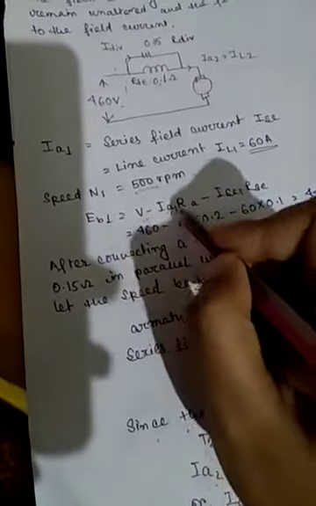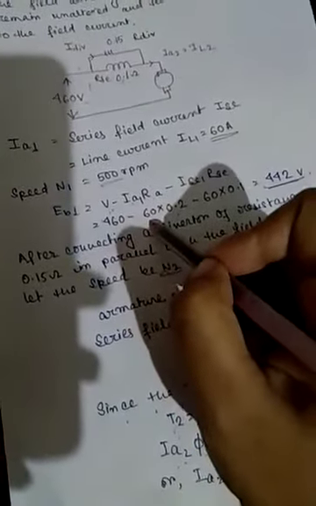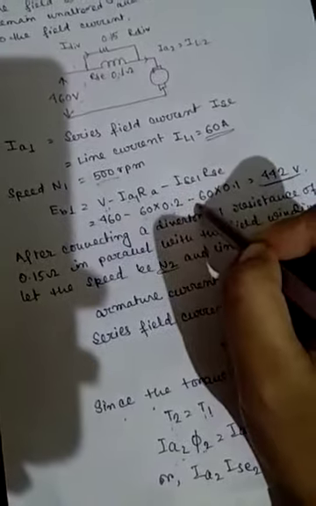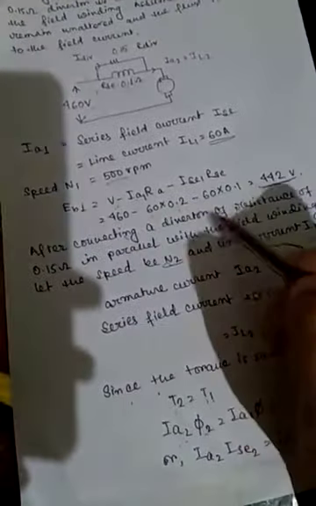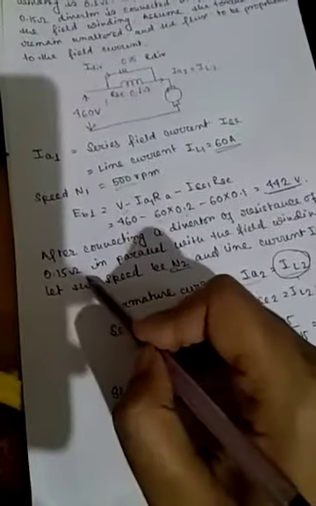So what will be the back EMF for the first case? The back EMF should be terminal voltage minus the armature resistance voltage drop minus the field winding drop. That is 460 volt minus 60 into 0.2 minus 60 into 0.1, that is 442 volt.